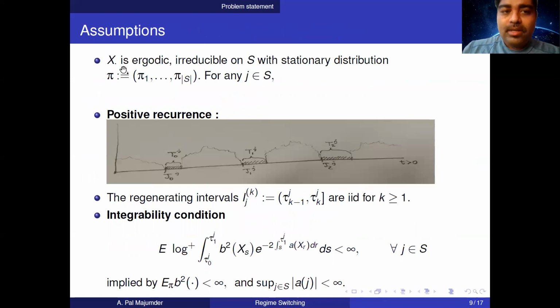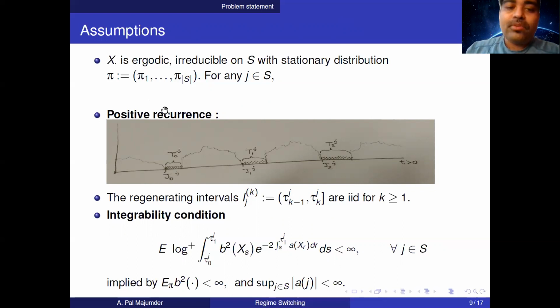Yeah, so this is the condition, and let's look at some assumptions. We have the underlying X process to be ergodic and irreducible on S, with a stationary distribution pi. Just to note that S is the set of all possible regimes, which can be countably infinite as well. So, general structure. Since X is ergodic and irreducible on S, that implies positive recurrence. A consequence of positive recurrence is that the length between two successive hitting times to a particular state by X has finite expectation.